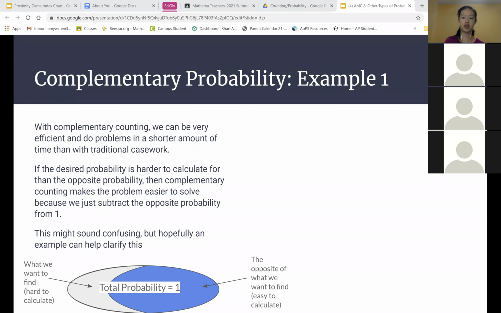The reason we're subtracting it from 1 is because if you add a probability and its opposite or complement up, they should equal 1.